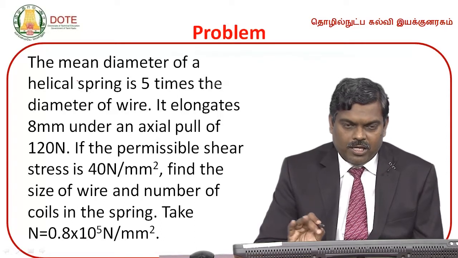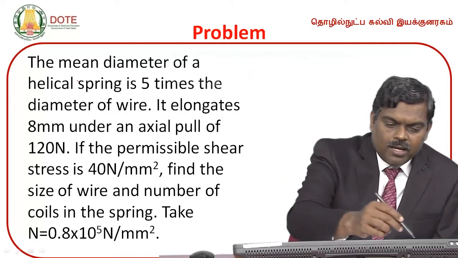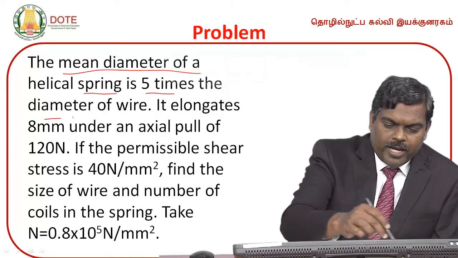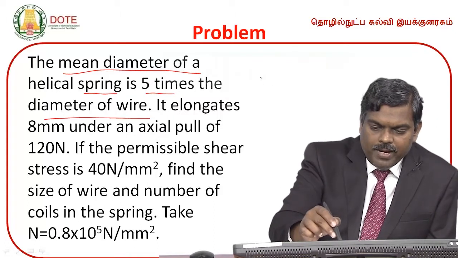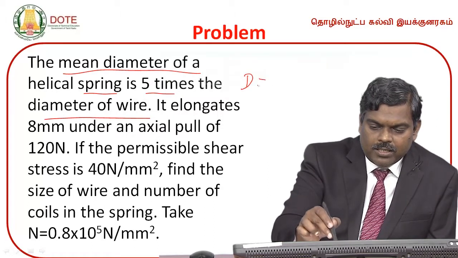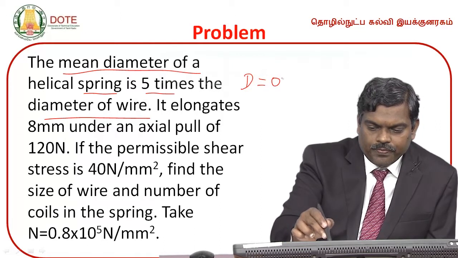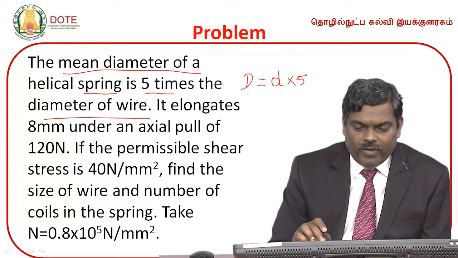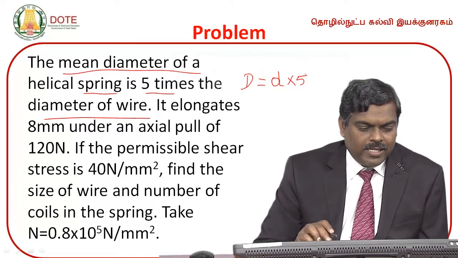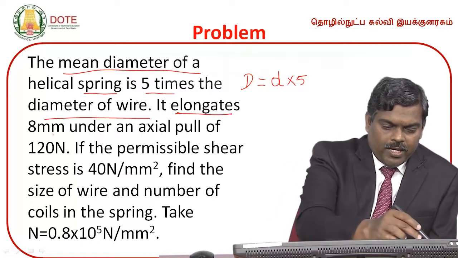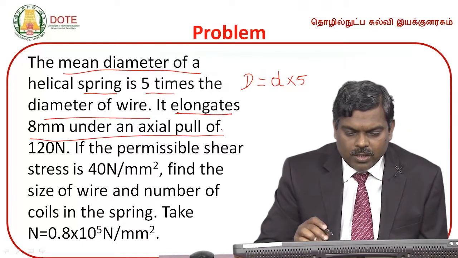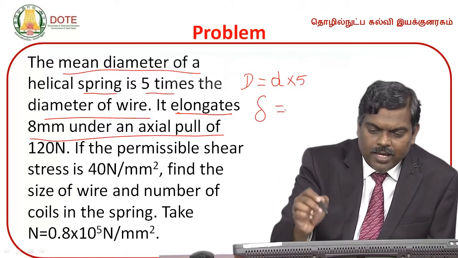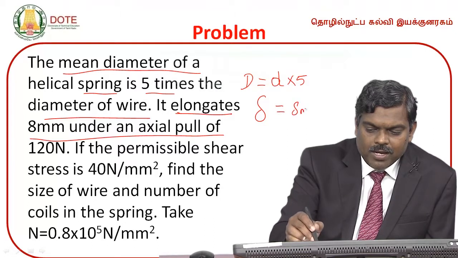ஓகேங்களா, ஸோ இப்போ என்ன கொடுத்துருக்காங்க, mean diameter of the spring is 5 times the diameter of the wire. அப்போ என்ன அர்த்தம், நமக்கு மீன் டயாமீட்டர்ன்றது என்னது, D. D is equal to 5 times the diameter of the wire. ஓகேங்களா, it elongates 8 mm. என்ன ஆகுது, நமக்கு ஒரு ஆக்சியல் புல் கொடுக்கும் பொழுது it elongates, extend ஆகுது. அப்போ this is going to be the deflection.